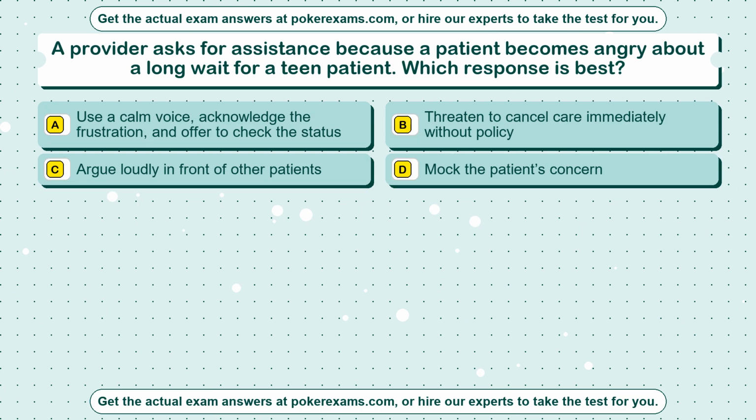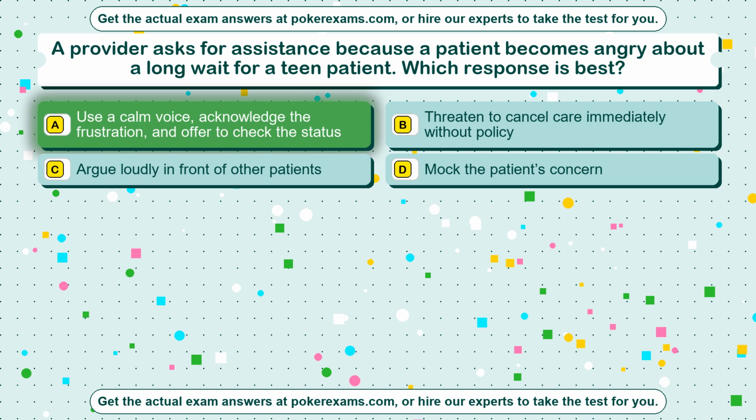Question 83. A provider asks for assistance because a patient becomes angry about a long wait for a teen patient. Which response is best? Option A, use a calm voice, acknowledge the frustration, and offer to check the status. Option B, threaten to cancel care immediately without policy. Option C, argue loudly in front of other patients. Option D, mock the patient's concern.